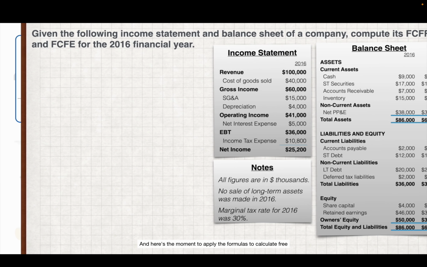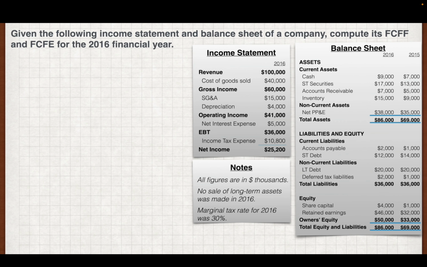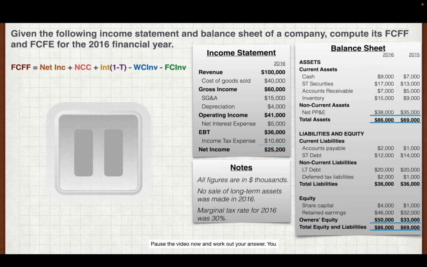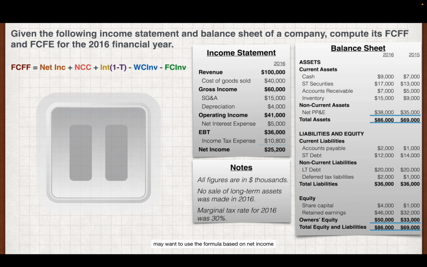And here's the moment to apply the formulas to calculate free cash flow. Given the following income statement and balance sheet of a company, compute its FCFF and FCFE for the 2016 financial year. Pause the video now and work out your answer. You may want to use the formula based on net income as a guide.